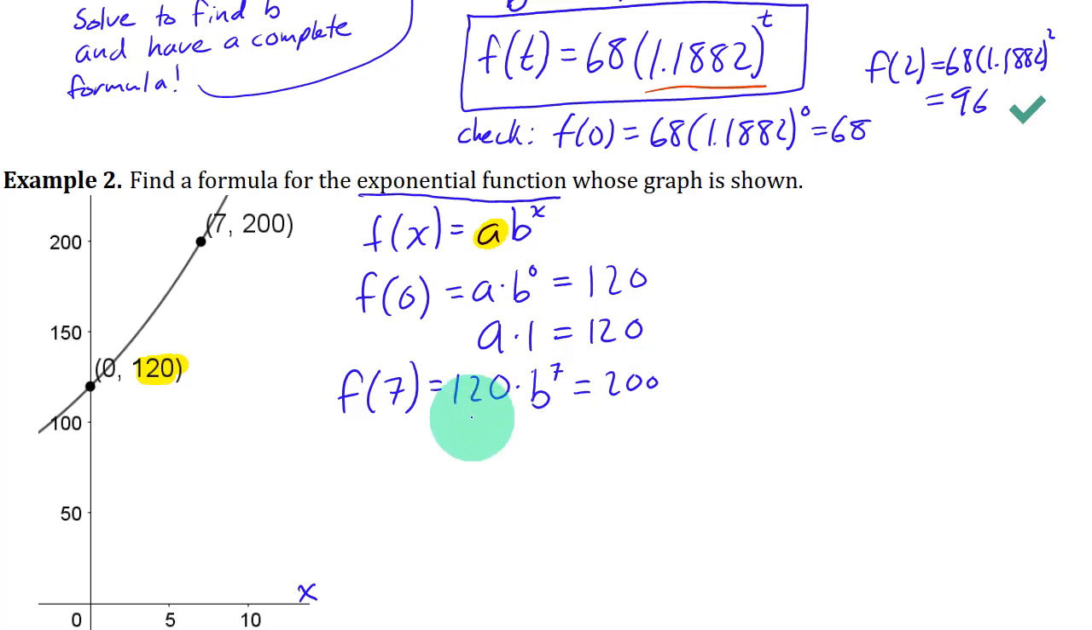So, just like the last problem, this gives you an equation that has b in it. Using these values gives you an equation that has the only variable as b in it. And that's an equation that you can solve by using other methods we've done back in chapter 4 and such to find that b. And once you know the a and the b, you have a complete formula. So I'm going to solve this by dividing both sides by 120 to cancel out that multiplication.